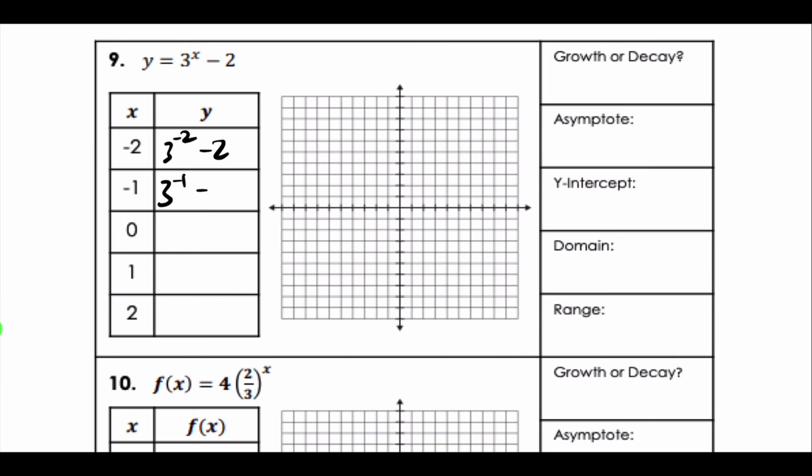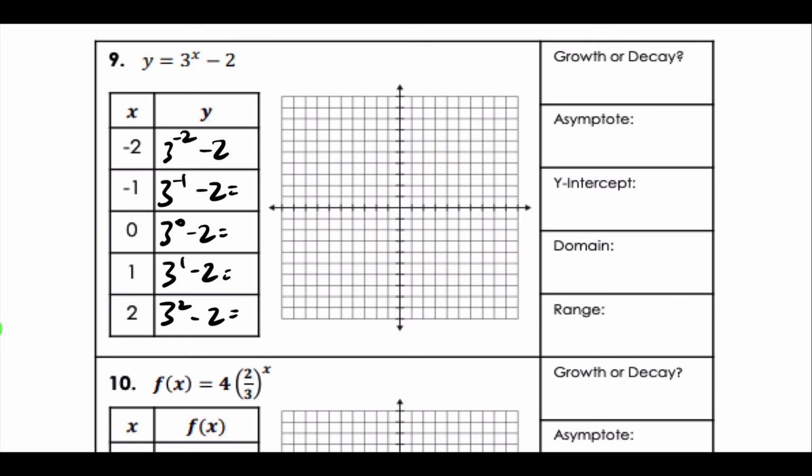So we have 3 to the negative 2 minus 2. 3 to the negative 1 minus 2. 3 to the 0 minus 2. 3 to the first minus 2. And 3 squared minus 2. I want you to do those right now on your own. I'll give you a hint. A few of them will be negative answers. It's okay. It's okay to get a negative answer.